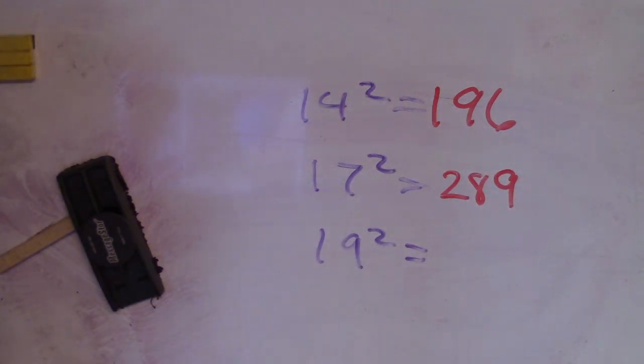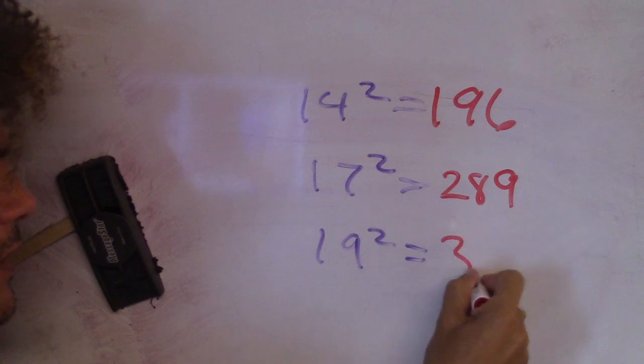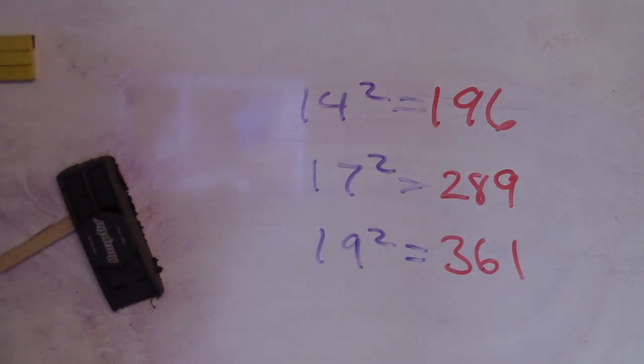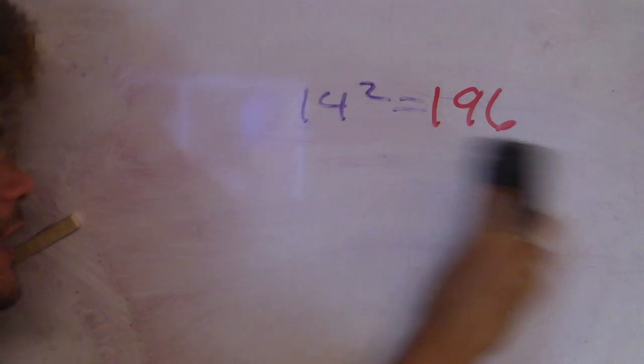And then that one has to end in 1. Oh, yep. It's 361. There you go. Okay. You're getting an A so far. Like I said, very good. Okay. I can die now.